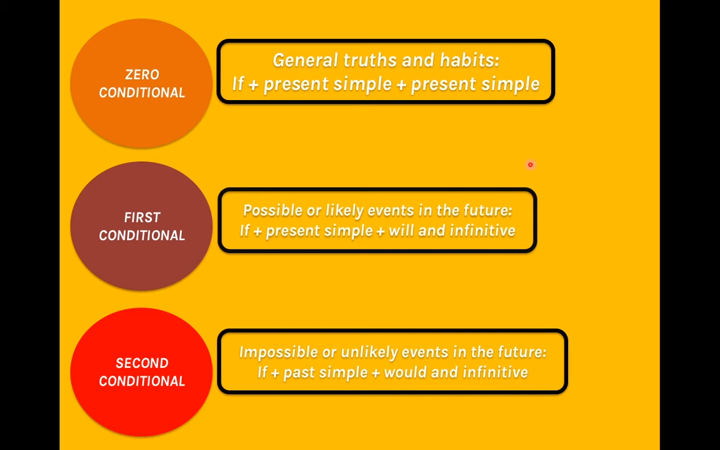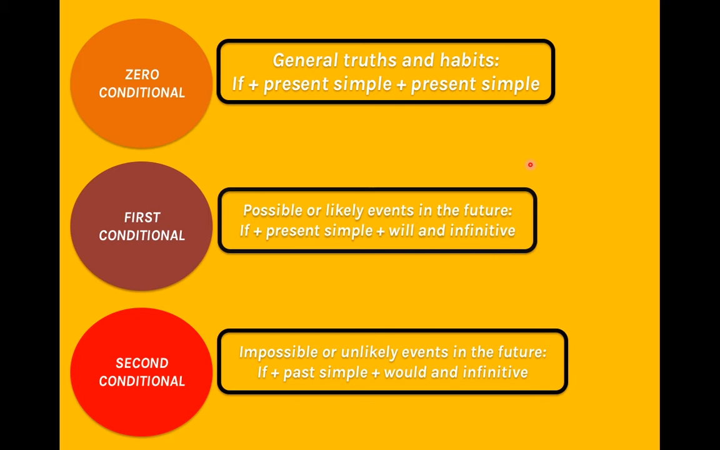I told you at the beginning that in English there are four types of conditional sentences. We have zero conditional, first conditional, second conditional, and third conditional. But I'm not going to explain third conditional here. We're just going to focus on the differences of the zero conditional, the first conditional, and the second conditional.